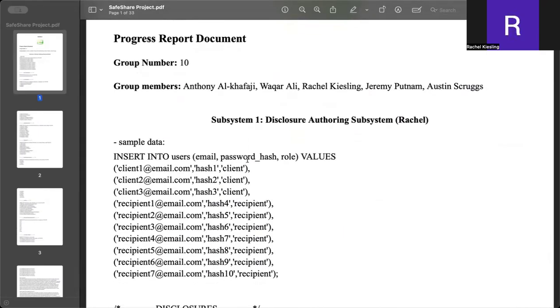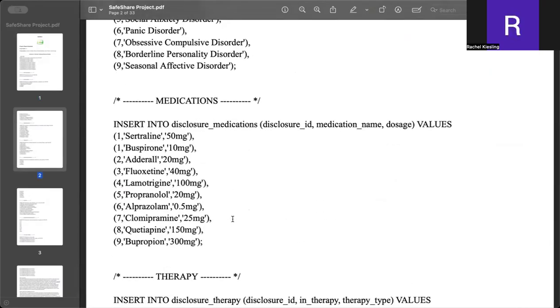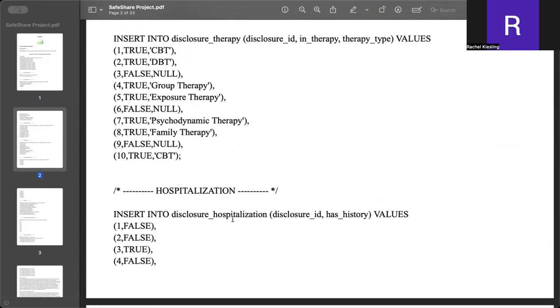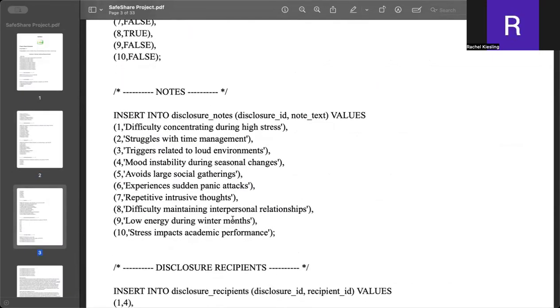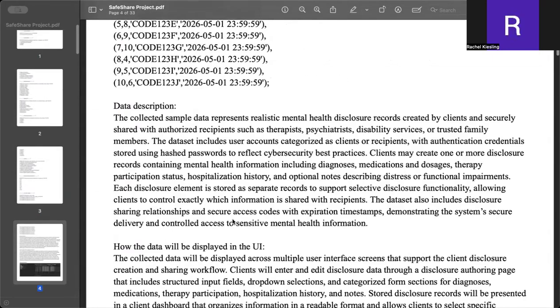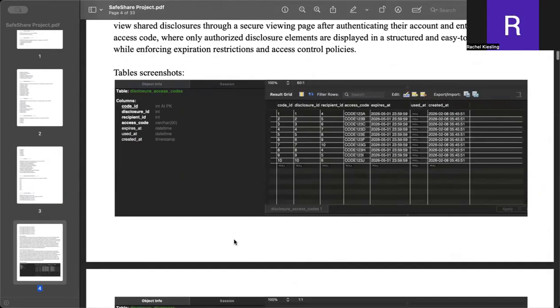This is some of the sample data for what I did. My subsystem is disclosing information, creating the disclosure forms. Essentially, this is all the information that the client will create in their disclosure record. And this is an example of the tables.